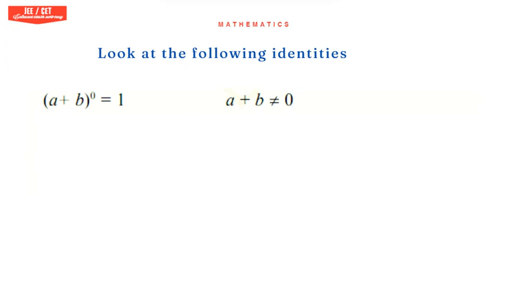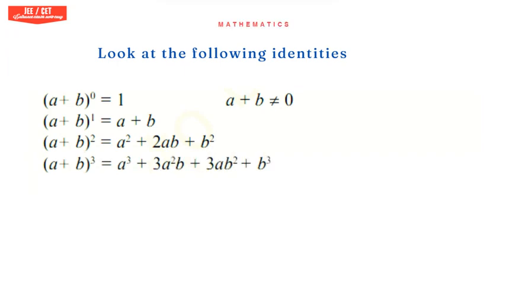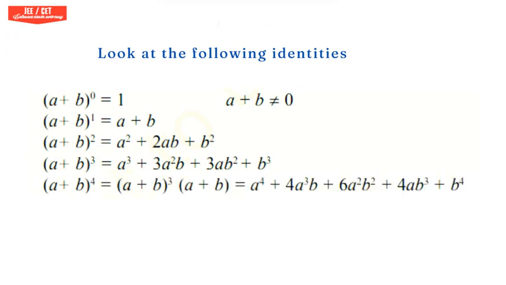We shall start from basics again. a plus b raised to 0 is equal to 1. a plus b raised to 1 is equal to a plus b. a plus b square is equal to a square plus 2ab plus b square. a plus b cube is equal to a cube plus 3a square b plus 3ab square plus b cube.